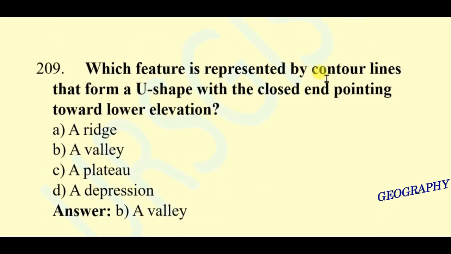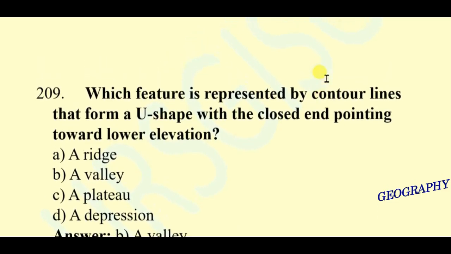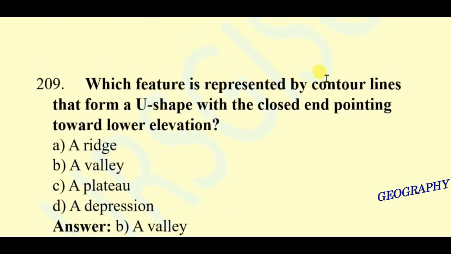209. Which feature is represented by contour lines that form a U-shape with the closed end pointing towards the lower elevation? A ridge, a valley, a plateau, a depression. Here the right answer will be a valley.